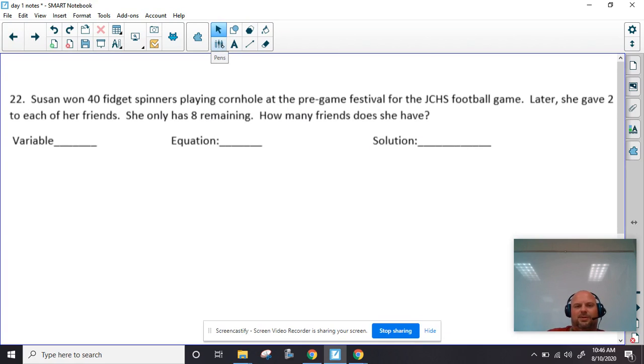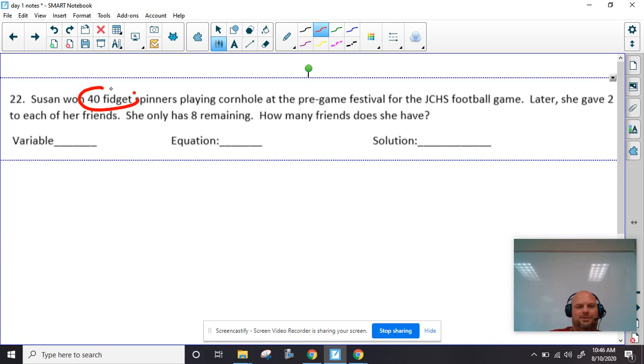Yes, some of these are dated. I do kind of laugh at this one all the time. It says that student won 40 fidget spinners playing cornhole at a pregame festival at JCH game. Basically, only thing we need to know right here is the 40 fidget spinners.